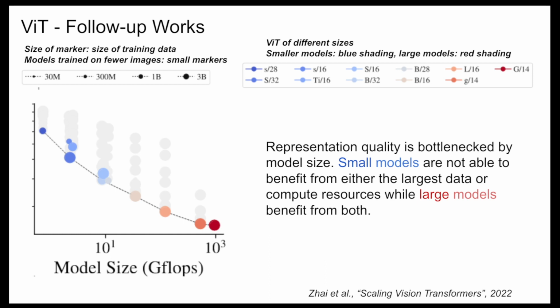So you can see that all small models don't benefit from compute. If you increase compute for small models, it's basically wasting time. But large models, on the other hand, benefit from both. Like, large models want you to increase the compute and increase the data at the same time.